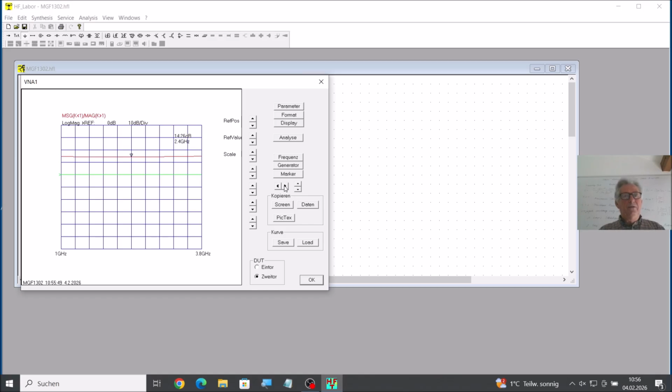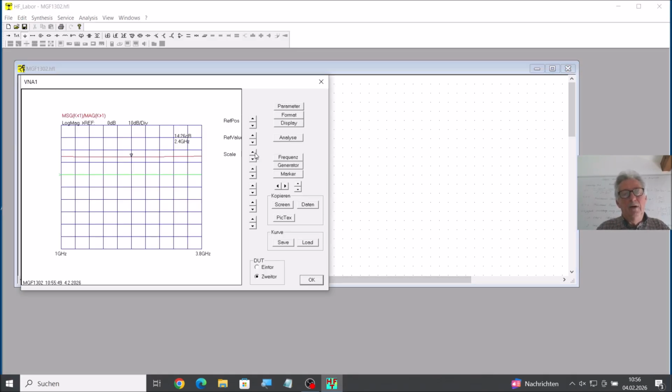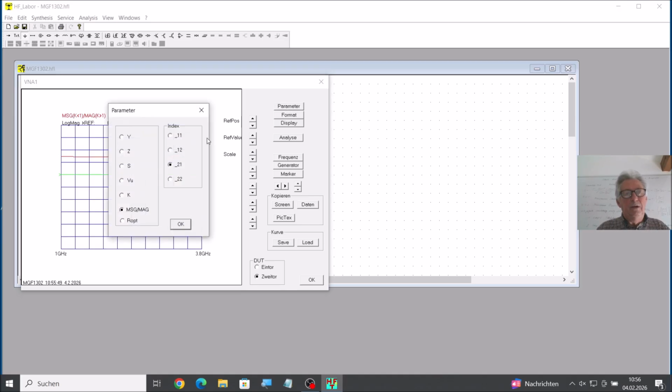we can in maximum reach a value of 14.26 dB as maximum available gain, which means we have to do the matching at the input and the matching at the output. And to do the matching at the output, we now must have a look at the parameter S22.